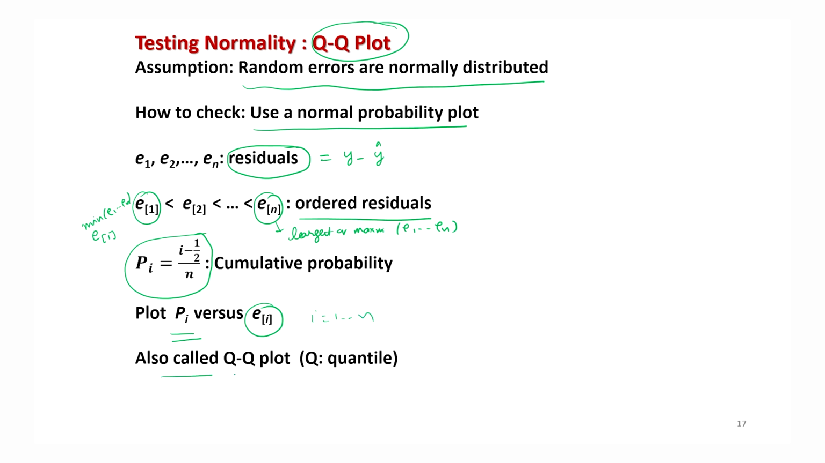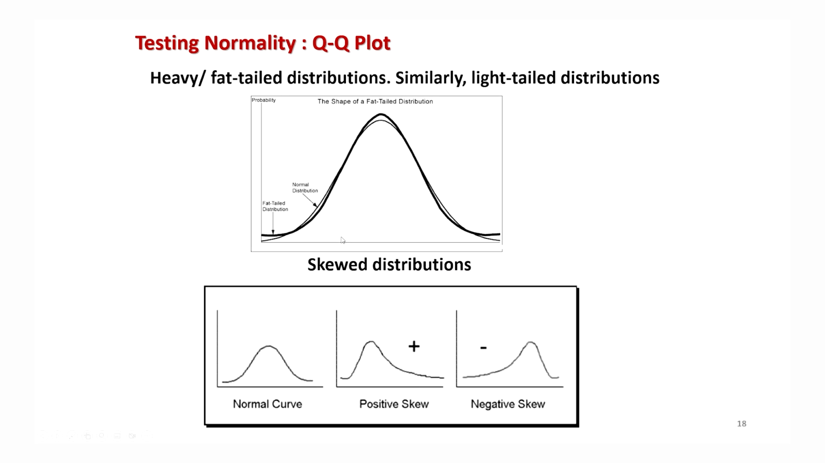So this is called a QQ plot, where Q means quantile. I would like to mention that different software compute the cumulative probability in different ways. But anyway, my objective is to have some idea. So what type of idea can we get from this QQ plot? I will give you some idea from simple statistical concepts.